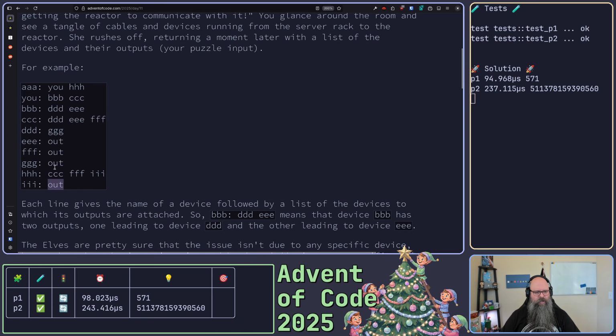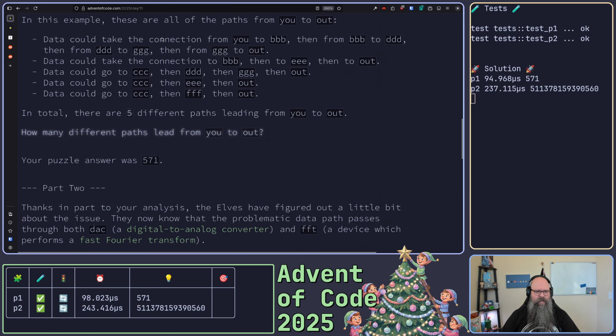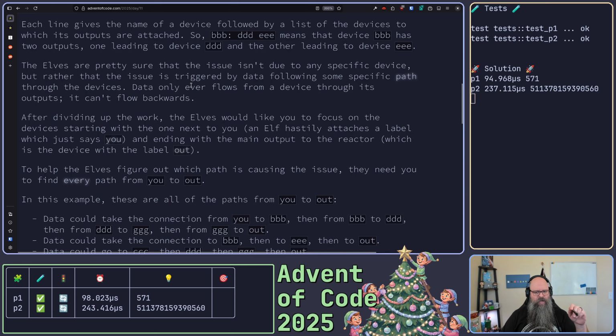So even though if you look, there's only like 4 nodes that connect to out, there's multiple ways to get to those nodes, and I'll show you that in a second. But that's what it's asking. So you're going to start at U and you're going to traverse your way through and get to out. Part 2 is similar, but now it's much more expanded. We'll talk about that. But that's the problem in general.